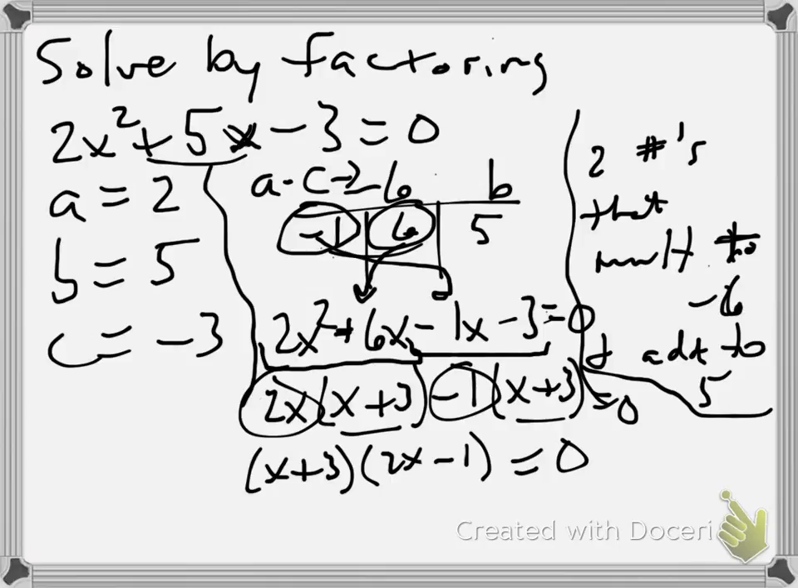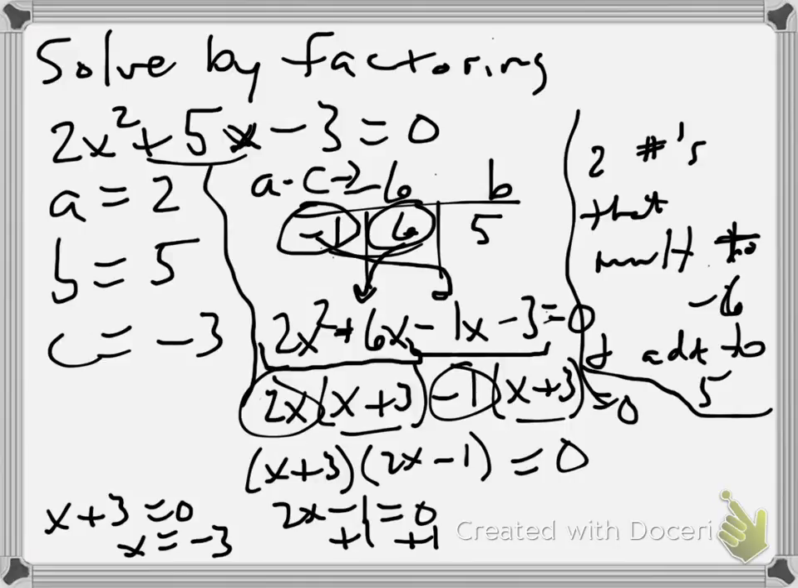Okay. Now remember, this equals 0, so when you factor it, you're not done. You have to solve it. So what you do is you take each factor and you set it equal to 0. So minus 3 to both sides. X equals negative 3 is a solution. Add 1 to both sides. So 2x equals 1. Divide by 2.